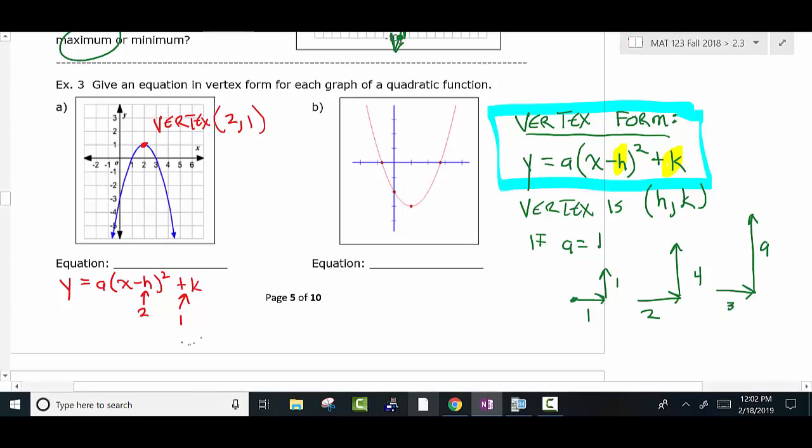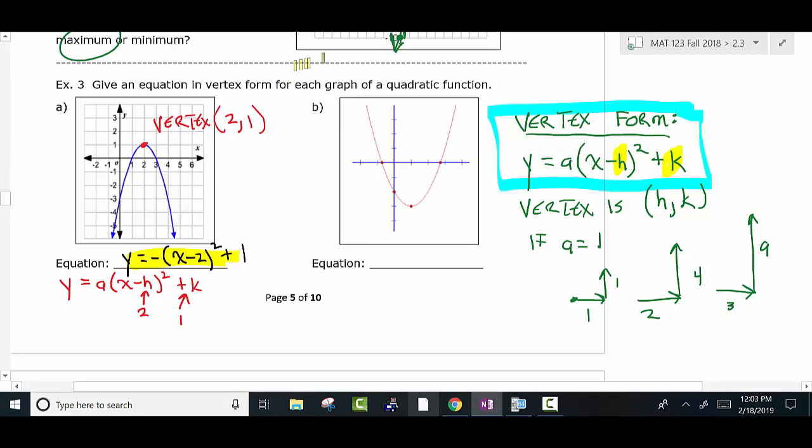Okay, so the answer to this problem would then be this. We would just say y equals, and you can put just a negative or a negative 1, it doesn't matter, (x minus 2) squared plus 1. Okay, that's the equation for that particular graph. So what you've got to do is get the vertex, then figure out what a is. And a is always going to be 1 or negative 1 depending on how it orients.